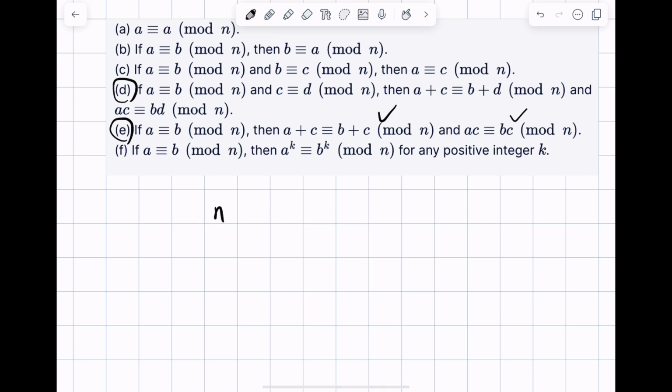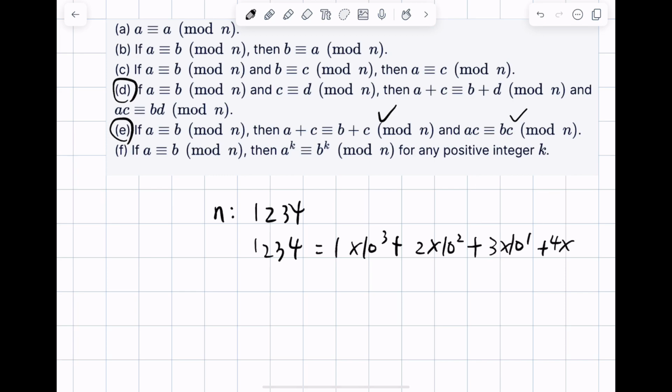Suppose we have the input 1, 2, 3, 4. Then what is 1, 2, 3, 4 in the decimal form? 1, 2, 3, 4 is actually 1 times 10 to the power of 3 plus 2 times 10 to the power of 2 plus 3 times 10 to the power of 1 plus 4 times 10 to the power of 0. Then what if we consider the mod 9 here?